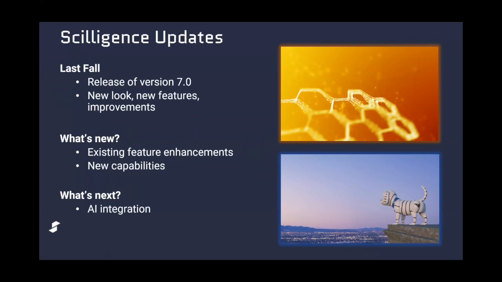Last fall, we had an exciting release of our latest version 7.0, and we went over the differences and the journey that it took to get from our older version, version 6.x, to 7.0. We showcased the new look, the new features, and the new improvements. For today, we're going to talk about what's new. We have some existing feature enhancements that we'd like to show you, as well as some new capabilities from our existing features. But also, we're going to look forward towards the future. What is next? And Jason and Senna will talk about AI integration within our products and what we're looking forward to working on moving forward.